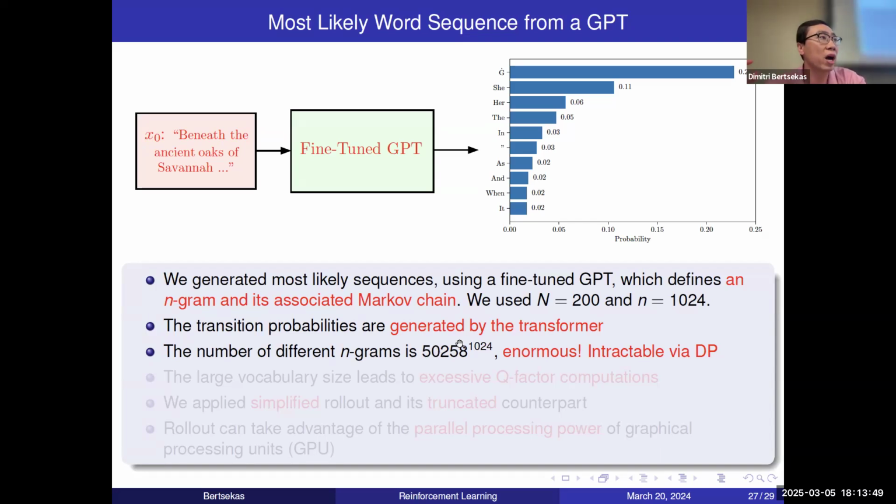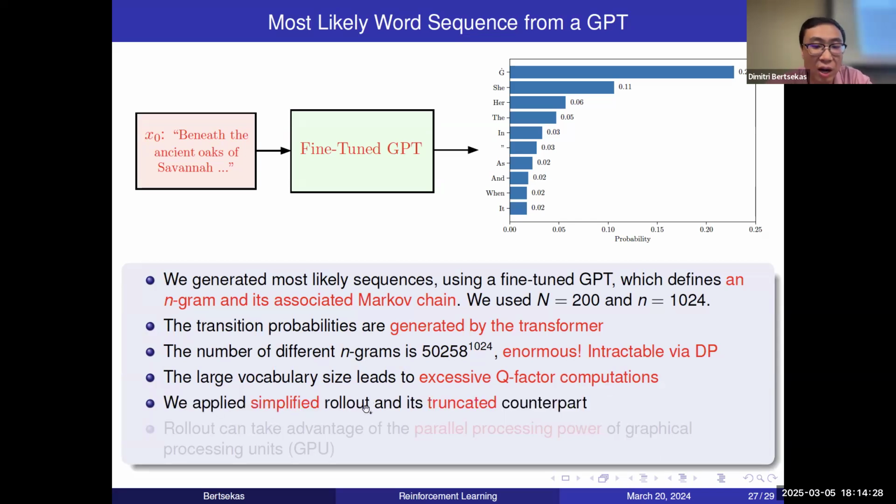So again, you have a gigantic state space, but the number of next states that can be generated with a non-zero probability from any state is relatively small. By relatively small, here it is still 50,000, so it's quite large still. The large vocabulary size leads to excessive Q-factor computations. Of course, 50,000 to the power 1,000, you cannot really enumerate. But even with 50,000, it's a lot of Q-factor calculation.